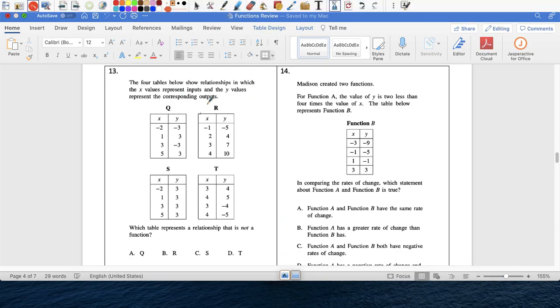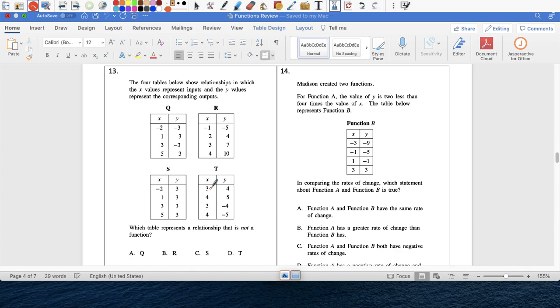13. Which represents a relation that is not a function? Which one of these is not a function? Well, if you look at Q, none of my x values, none of my inputs, repeat, so every input has one output, so that's okay. R, none of my x repeat, so that's okay. S is okay, but T, I have repetition here.